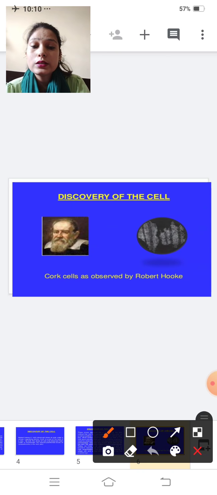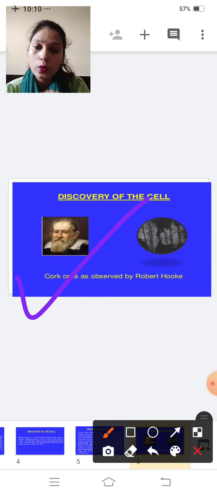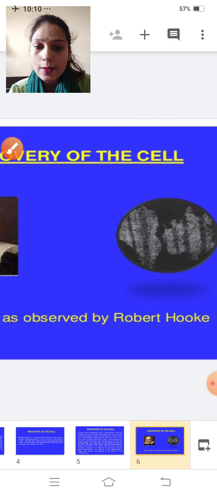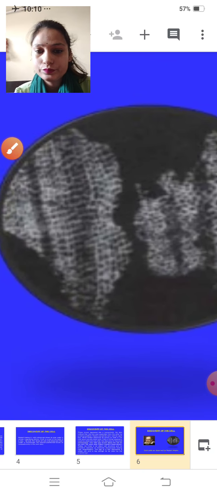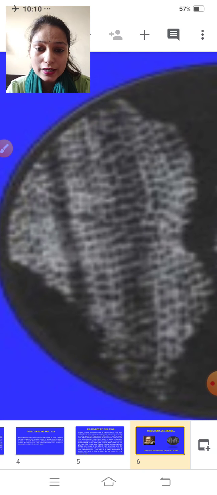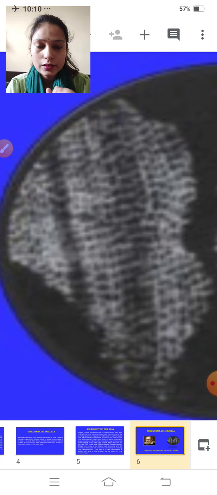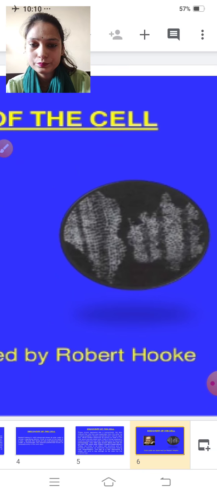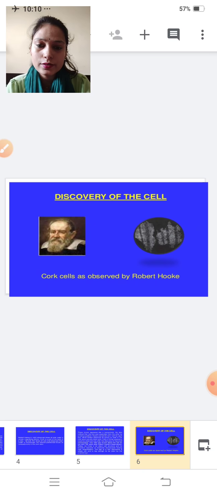Now, who is this? This is Robert Hooke, and this is the cork which was observed by Robert Hooke. I am zooming in on this. See this carefully. This looks like a honeycomb structure, and you can see the small boxes and the partitions. See carefully. Clear? Shall we move ahead?